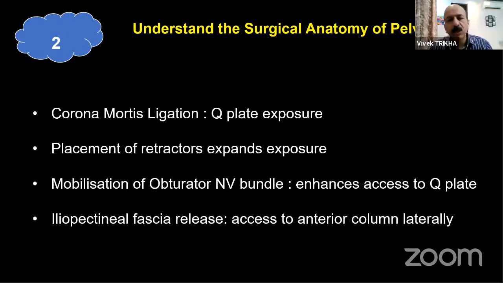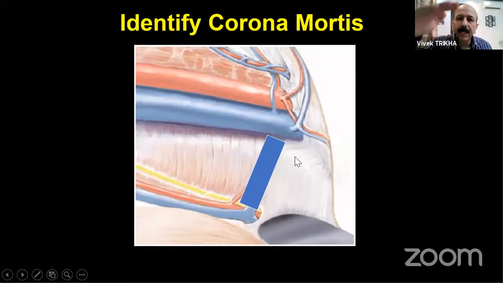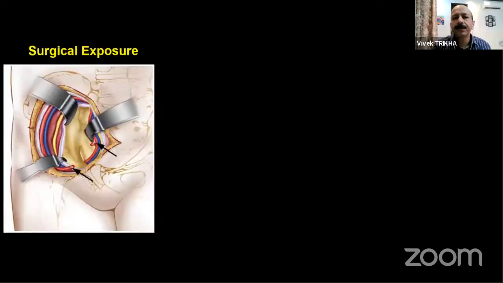Like in the ilioinguinal approach or any anterior approach, you need to cut the iliopectineal fascia to get exposure to the false pelvis, because you start working in intrapelvic approaches from the true pelvis. So you go from center towards periphery in intrapelvic approaches, whereas in iliofemoral or ilioinguinal, you tend to start from the false pelvis and enter the true pelvis. So this is the corona mortis, which you need to cut. And once you ligate it, you can lift the external iliac up and the obturator down and then play around the quadrilateral plate region.